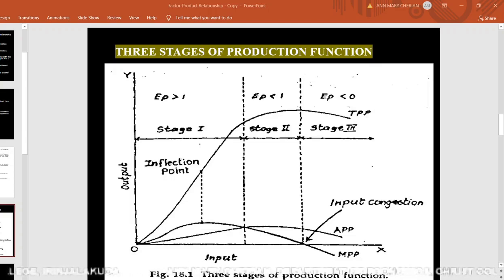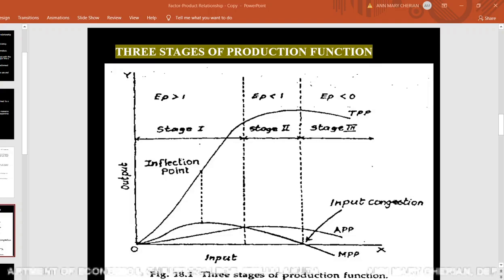In stage 1, marginal physical product is greater than average physical product. See, the marginal physical product curve lies above the average physical product curve. So, in stage 1, MPP is greater than APP and as a result, APP is increasing, and the marginal product curve is above the average product curve.